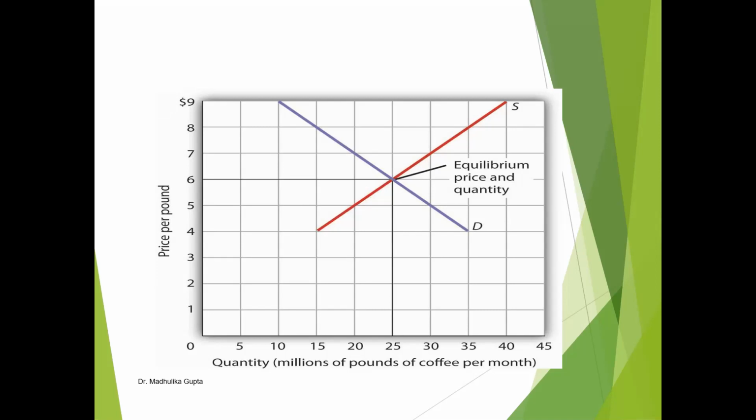Unless the demand or supply curve shifts, there will be no tendency for price to change. The equilibrium price in any market is the price at which quantity demanded equals quantity supplied. So the equilibrium price in the market for coffee is $6 per pound, and the equilibrium quantity is the quantity demanded and supplied at the equilibrium price. You're getting my point? So this is how you study market equilibrium. I hope you've understood the concept here.